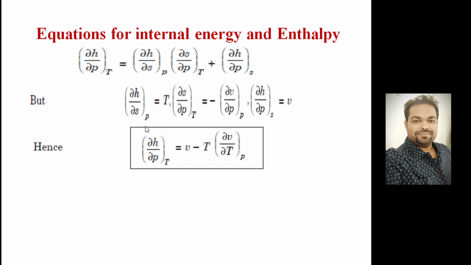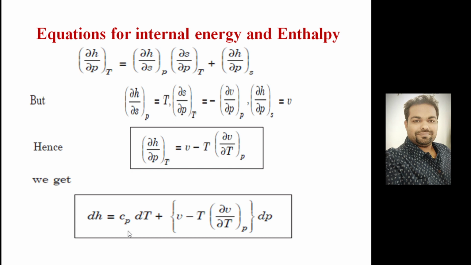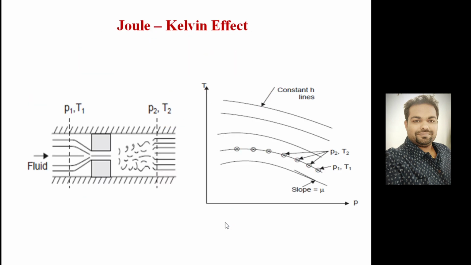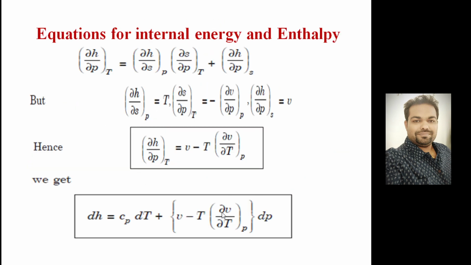Now you substitute this back into the dh equation, and you can write Cp dT plus this bracket, V minus T ∂V/∂T at P, into dP. So this was the second equation based on the energy concept. So you have derived the expression for internal energy as well as enthalpy change, right?